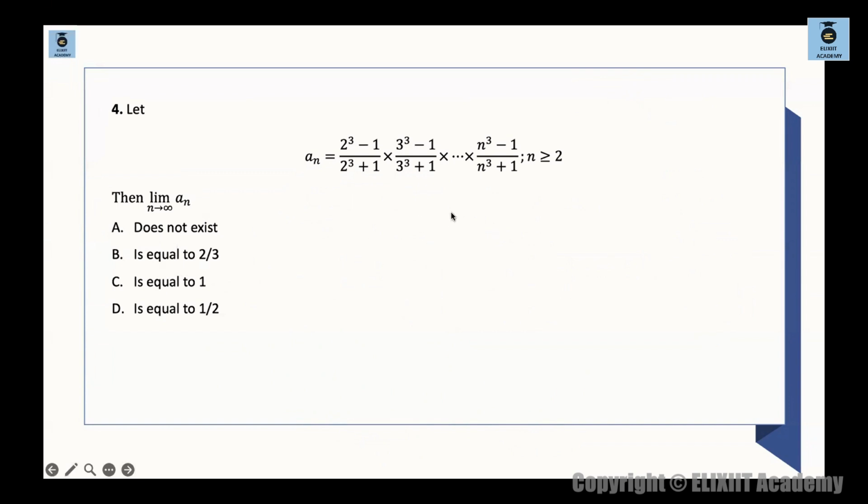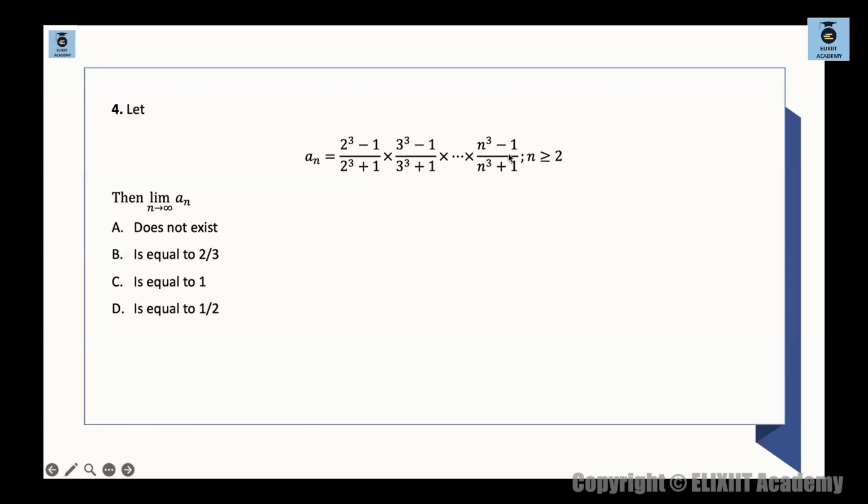Next question is, once again, this product series is given and we have to find the limiting value, limit n tends to infinity a_n. You won't believe that this question was directly given from my notes itself. There is a proper method to solve this question. If you know that method, then the question will be very easy for you.